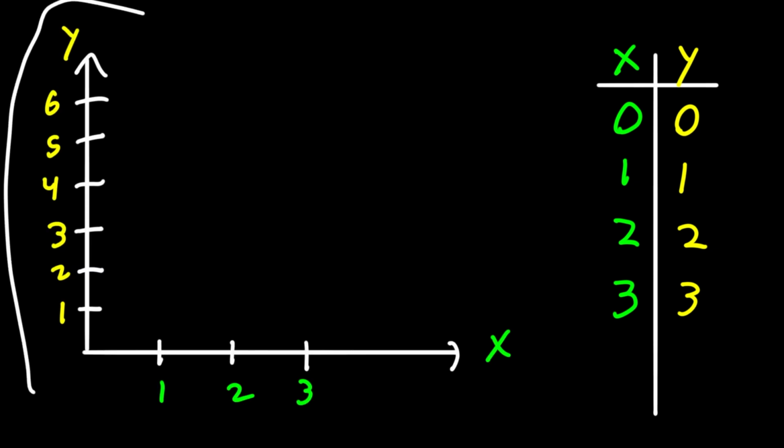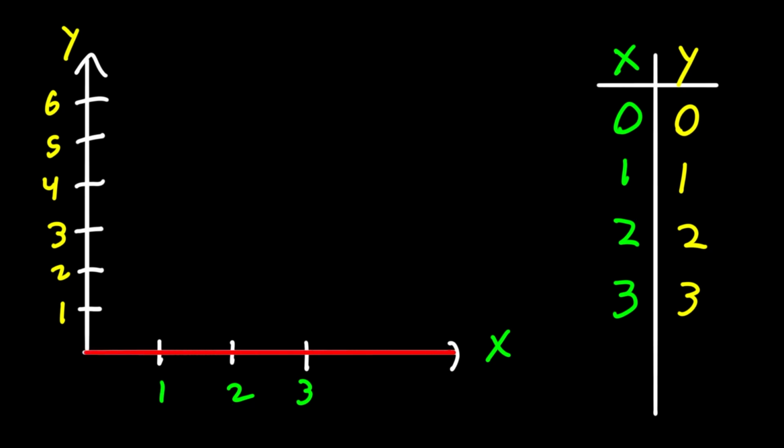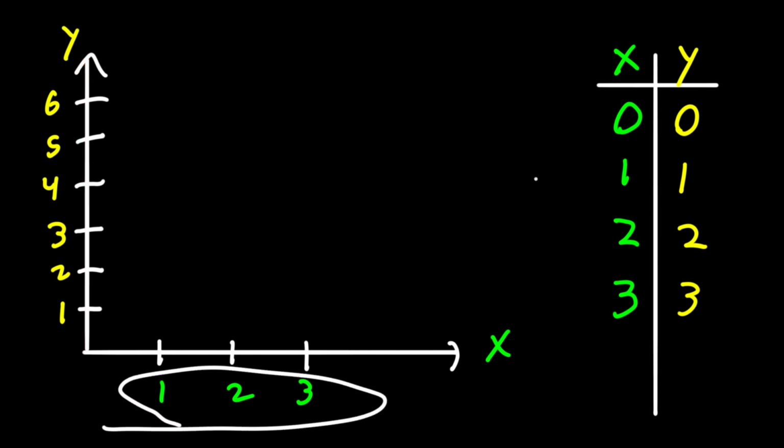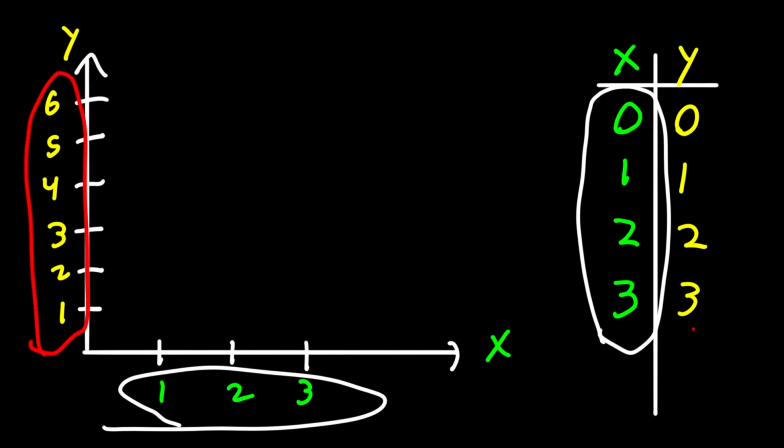This is called the coordinate plane. And the horizontal line here is called the x-axis, which is why there's an x at the end of it. Now the vertical line is called a y-axis, which is why there's a y at the end of it. The numbers on the x-axis are related to the numbers here, while the numbers on the y-axis are related to the numbers here.